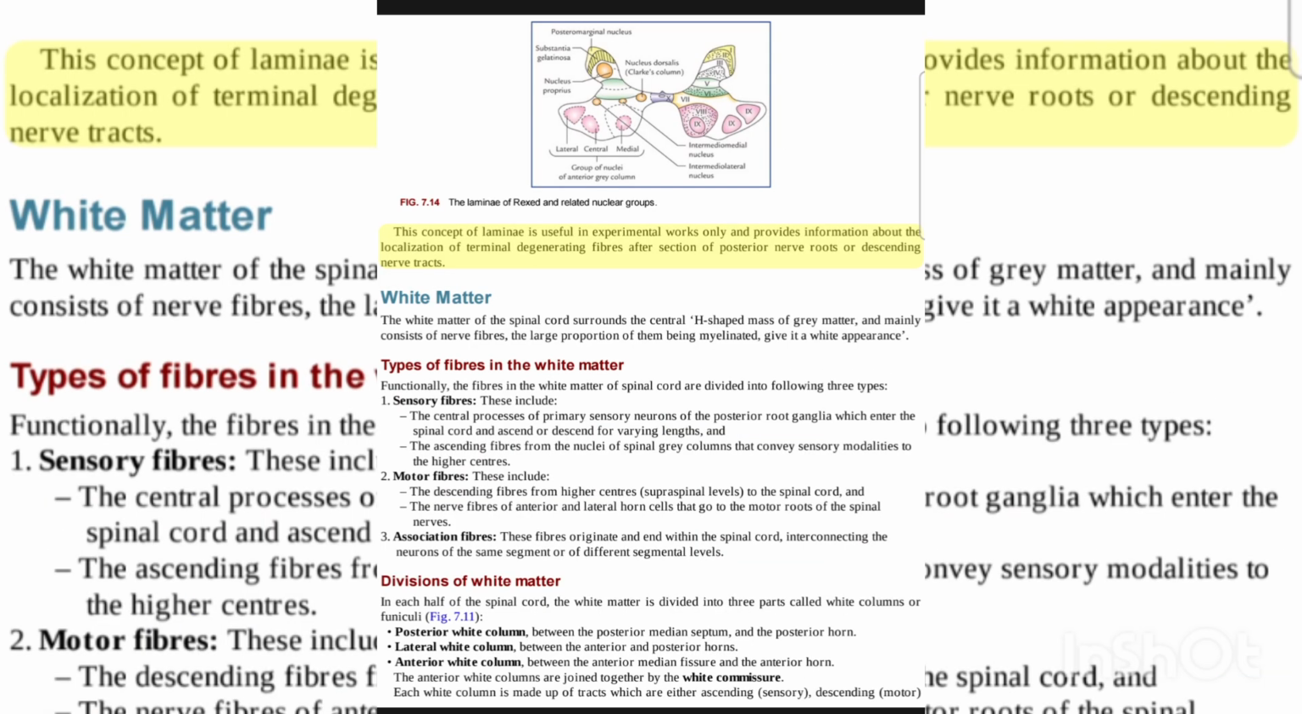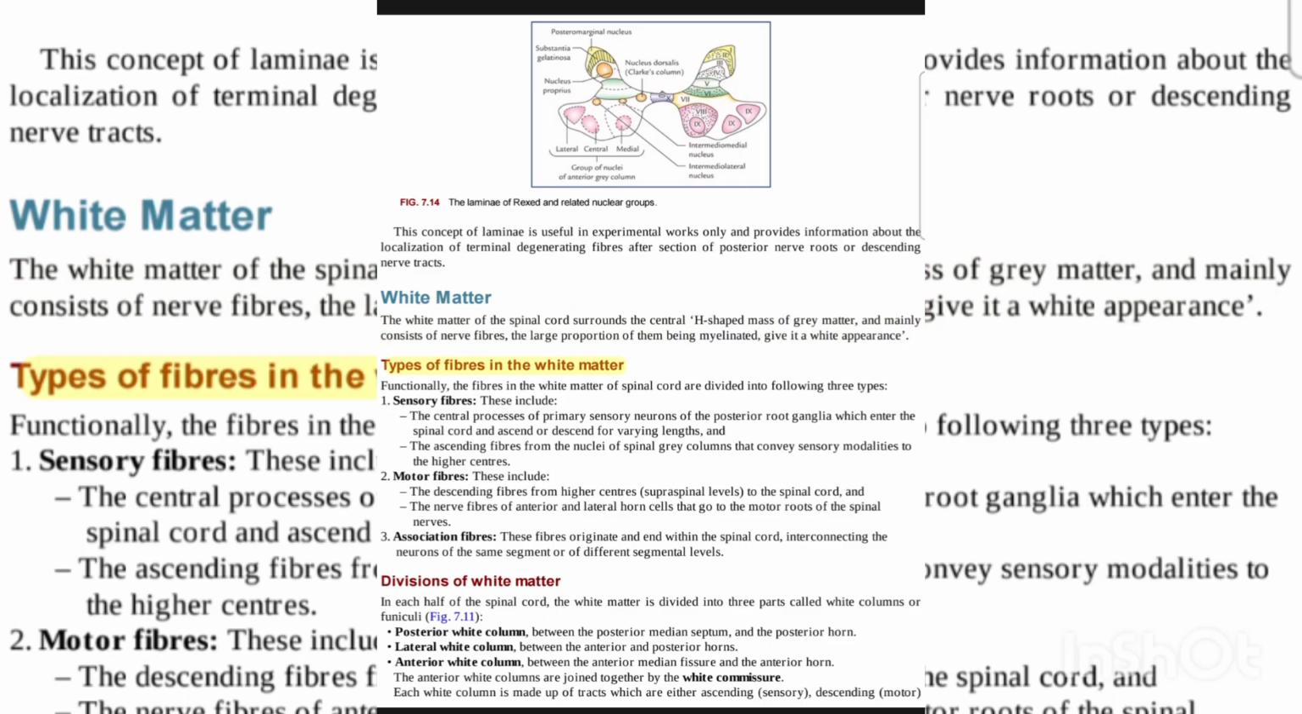This concept of laminae is useful in experimental works only and provides information about the localization of terminal degenerating fibers after section of posterior nerve roots or descending nerve tracts. White matter. The white matter of the spinal cord surrounds the central H-shaped mass of gray matter, and mainly consists of nerve fibers, a large proportion of them being myelinated, giving it a white appearance.